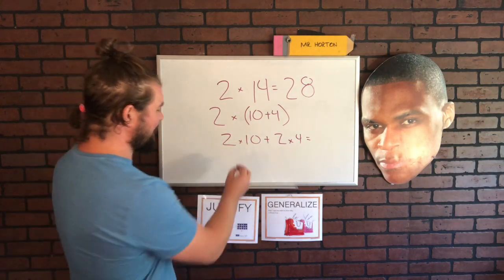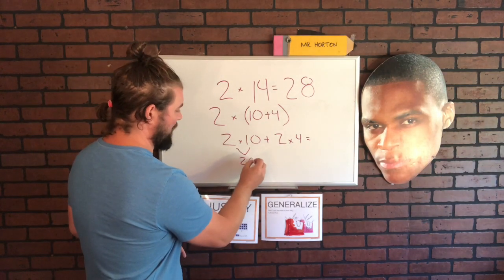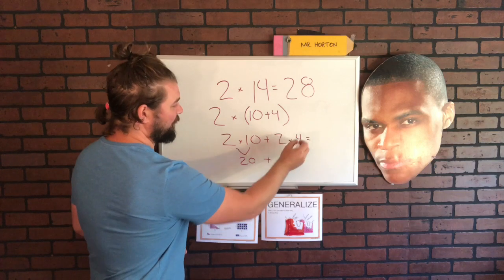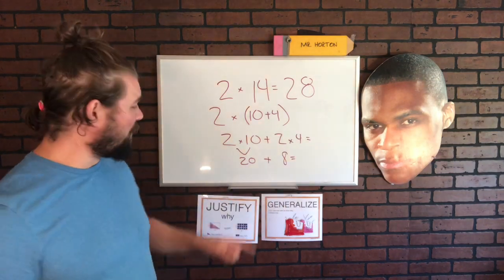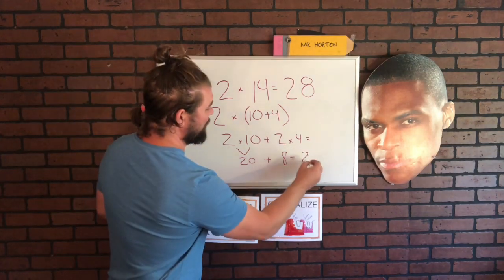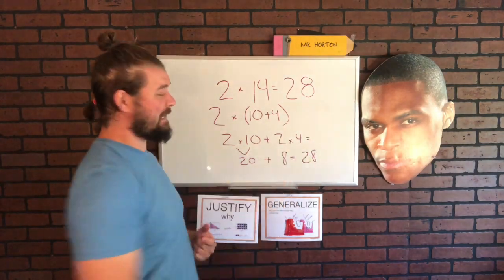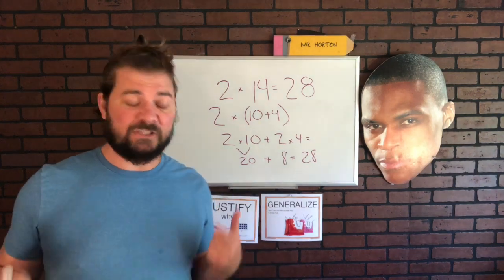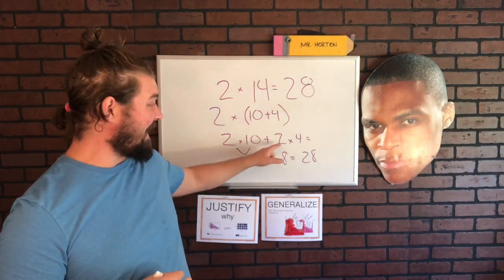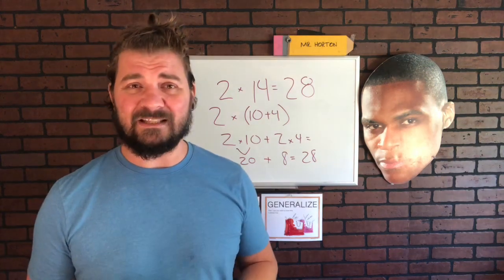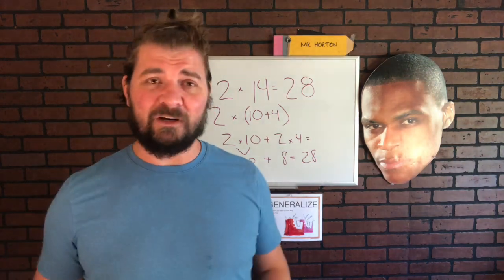Now let's check our math here to make sure that is accurate. If I have 2 10s, this would be 20. And if I have 2 4s, that would be 8. And math is my authority. 20 plus 8 is 28. And I have the same answer for both. So whether I want to do 2 times 14 or 2 times 10 and 2 times 4, I come out with the same answer. That's the distributive property.